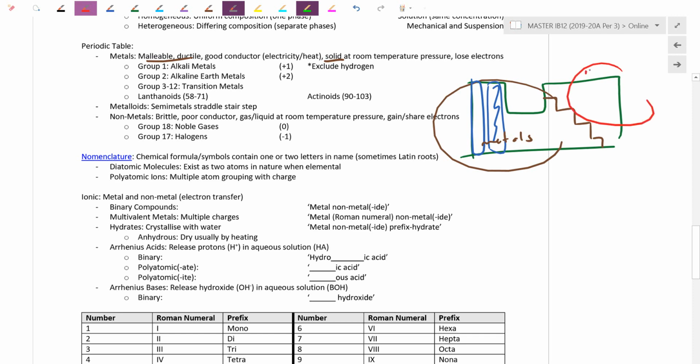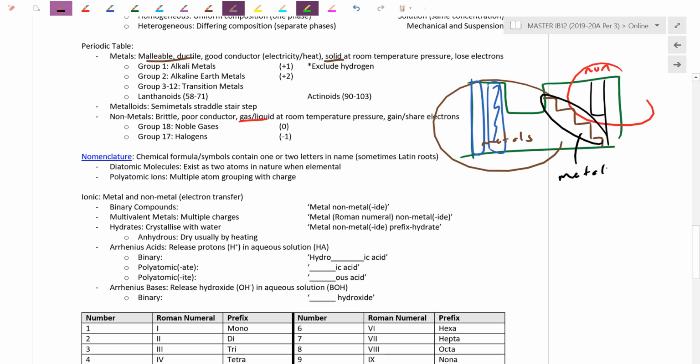We have our nonmetals. They're typically the opposites, so they show up as gases and liquids at room temperature and pressure. They tend to be very brittle, not very good conductors. We have our noble gases. Okay, we have our halogens, and there's this sort of stair step.